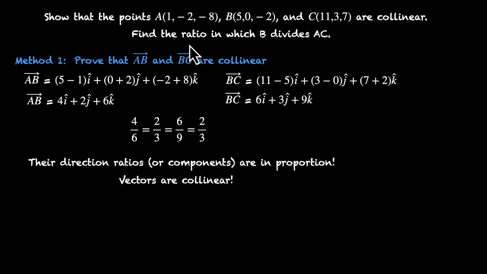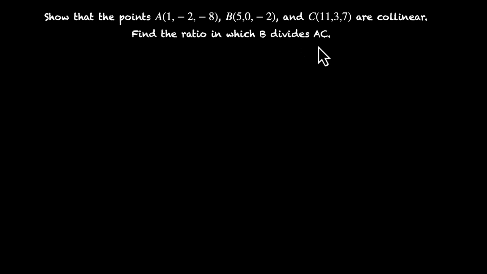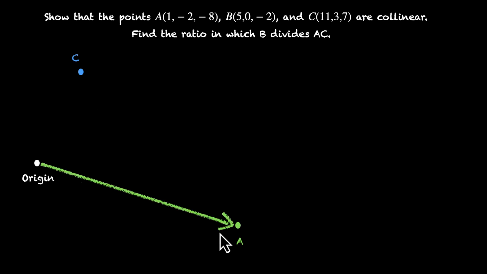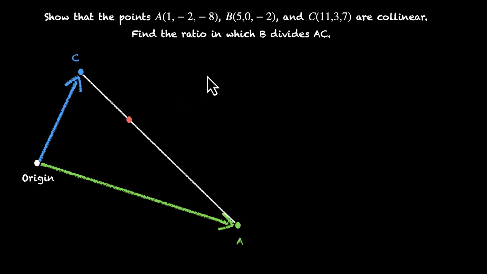Now on to the next part, find the ratio in which B divides AC. Alright, so let's visualize this. We have the origin and we have this line segment AC. We have this point A and then we have this point C. This is A vector, this is C vector, and this line segment is being divided by this point B. Let's say B sits here. So this vector is B vector. Now we don't know the ratio in which B divides AC. Let's assume that the ratio is m is to n. This is A vector, this is C vector, and this is B vector. These are position vectors of these points A, B, and C.